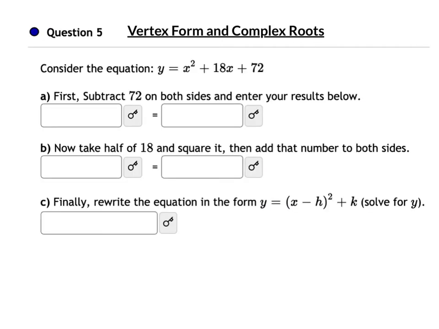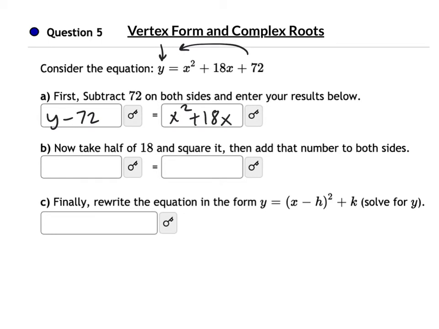That last question was a little messy. Hopefully this one will be a little bit easier. We're going to put this in vertex form. We're going to complete the square to do that. First step is to move the 72 over. And what I have is y minus 72 equals x squared plus 18x.